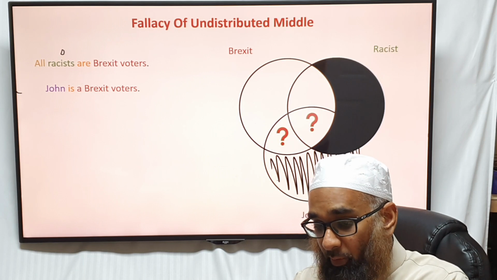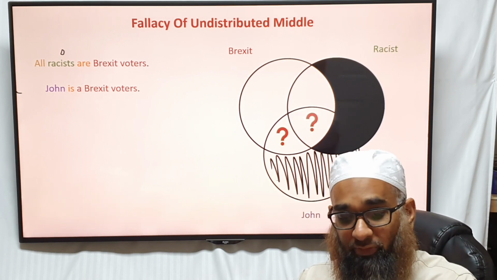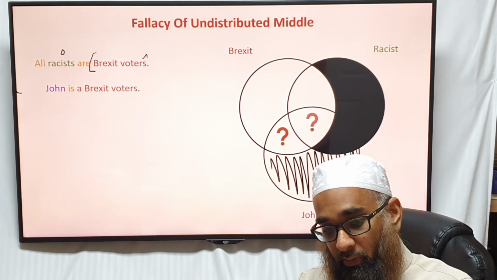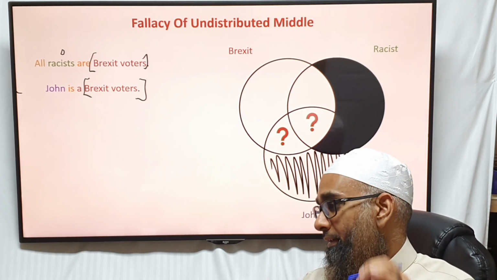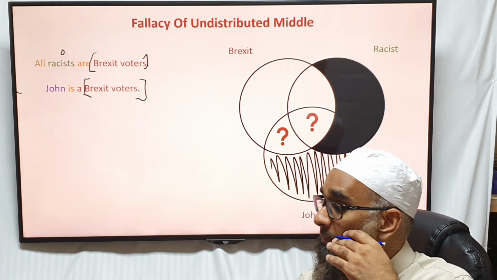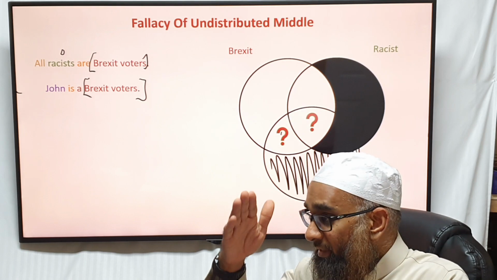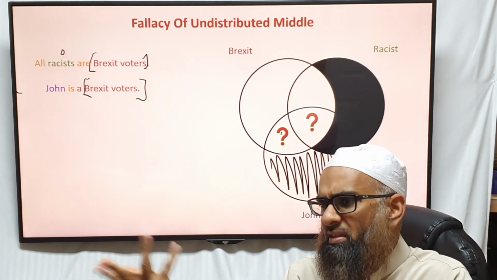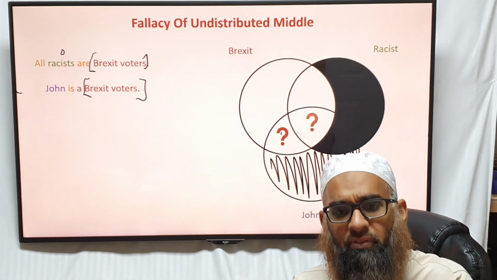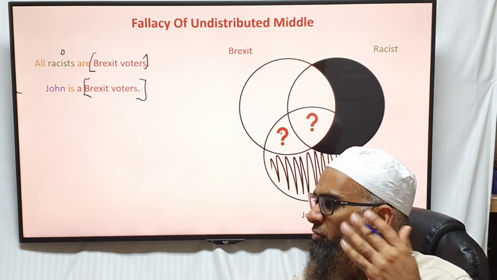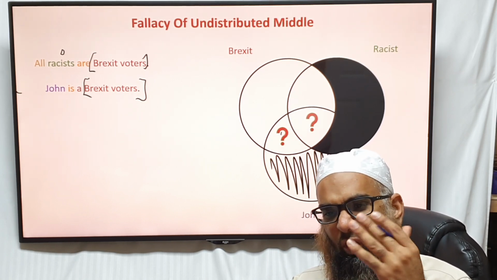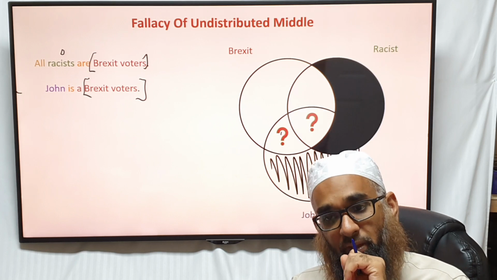This is the middle term here. Brexit is not distributed. So you can be a Brexit racist voter or a Brexit non-racist voter. Maybe it has nothing to do with race, whatever reason, economics or history or legacy or whatever. What does "only" count as?